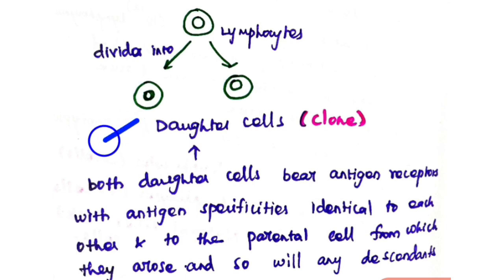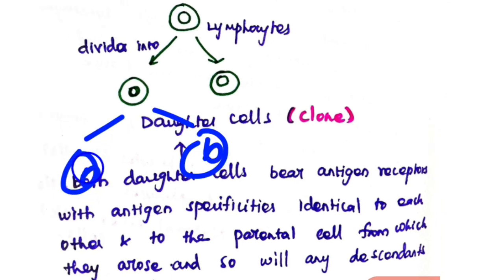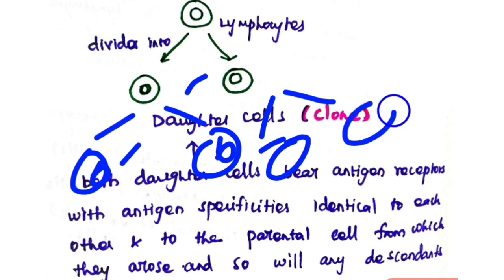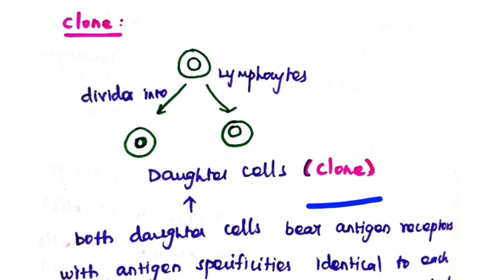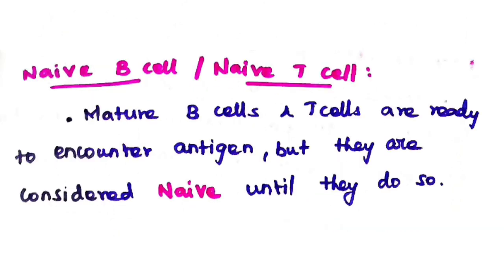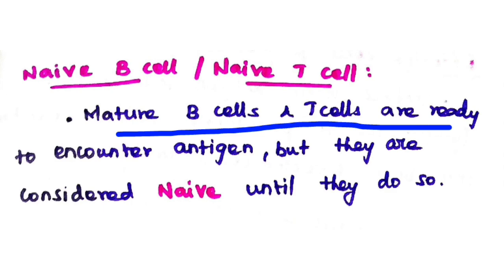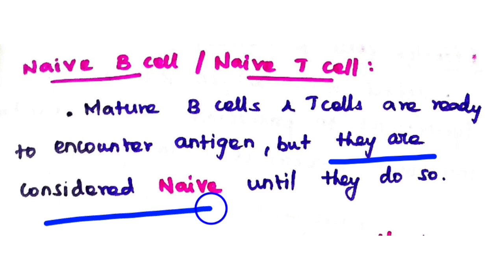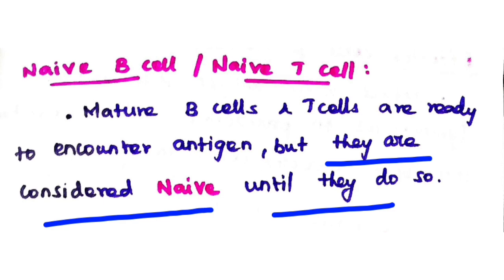And also if it divides into two daughter cells, then these cells also have similar properties to the parental cells. The cells formed from a single lymphocyte are all known as clones. So clones mean they all have similar properties. Then naive B cells and T cells are mature B cells and T cells that are ready to encounter antigen, but they are considered naive B cells or T cells until they encounter the antigen. Until they do so, mature B cells and T cells are known as naive B cells and naive T cells.